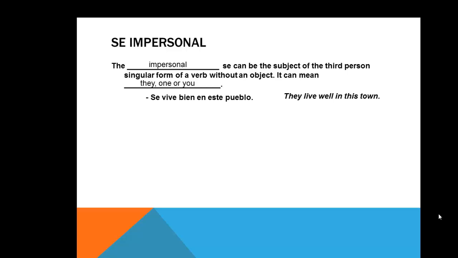And this is kind of that English they where we're not really talking about anybody specific. So we might say in English, they say that spinach is good for you. We're not really sure who this they is. It's saying that something is good or bad, or they live or they buy, without actually saying who does it. We could say, se trabaja mucho en este país. One works a lot in this country. We're not saying that you work a lot, I work a lot, he works a lot, she works a lot. We're saying that a person, one, works a lot in this country.